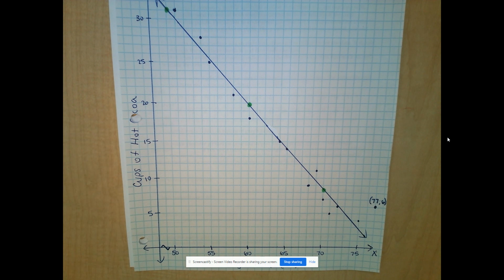It says, look at the points you've plotted on your scatter plot. Do the points appear to follow along a straight line? And we would say, yes, they are very tightly grouped. They would be a strong correlation. Notice my line is already there.